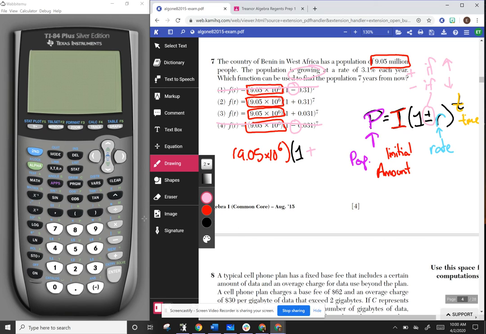And now we need to add the rate, but we can't add it as is because this is 3.1%. We need to change the percent to a decimal, and you do that by dividing by 100. So put 3.1 in your calculator, divide by 100. And you get 0.031. So plus 0.031.